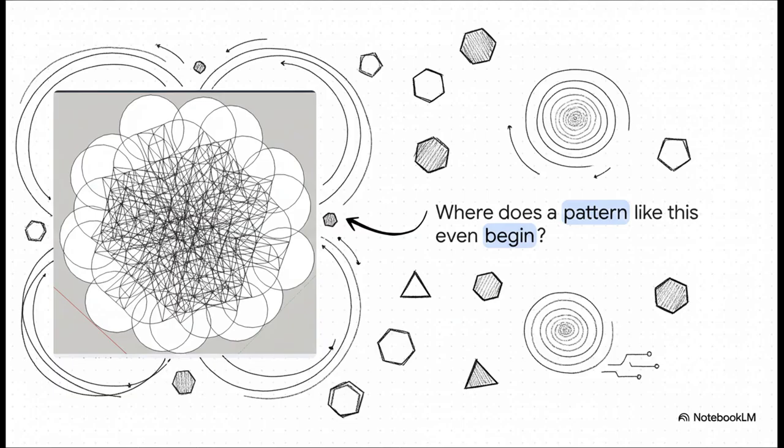It's this mesmerizing web of geometric shapes. I mean, the sheer density of the lines, the way they all interlock. It looks impossibly complex, like something only a super powerful computer could dream up. Where do you even start with something like this?